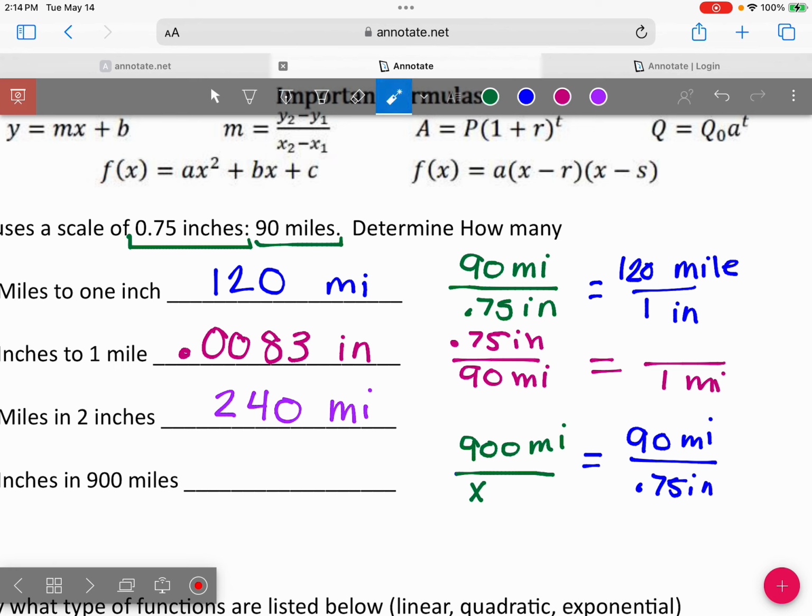We could also take a super close look here. What do I notice about 90 and 900? Yeah. So to get from here to here, you can times by 10. So what could I do from here to here? 7.5. Times 10. 7.5. It was trying to get us to see a pattern, but it's not the only way through. You could do a cross multiply. You could take your 900 and divide it by 120, because it's 120 miles per inch. There are many, many ways through it.